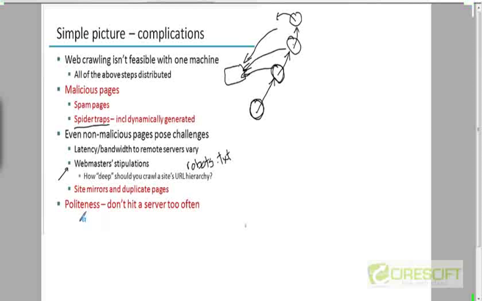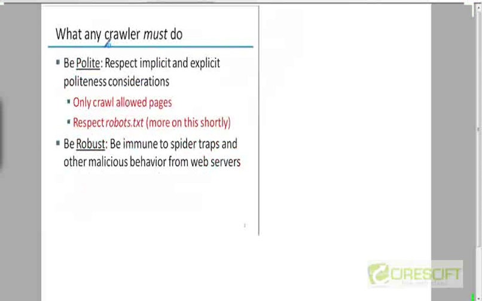And the crawler is also expected to be polite. This means that you shouldn't just write a crawler that's going to keep on bombarding the server with request after request, thus overwhelming the server with this huge number of requests in a short period of time, a burst of requests. So what a crawler must do is, it must be polite, and politeness can be explicit.